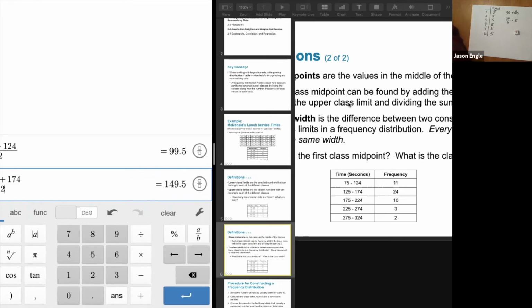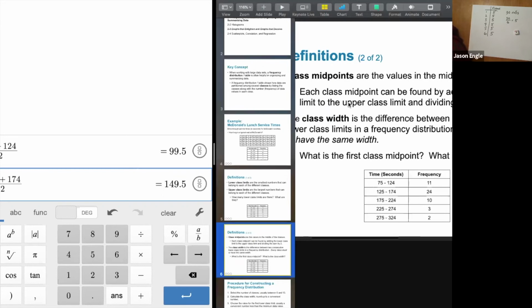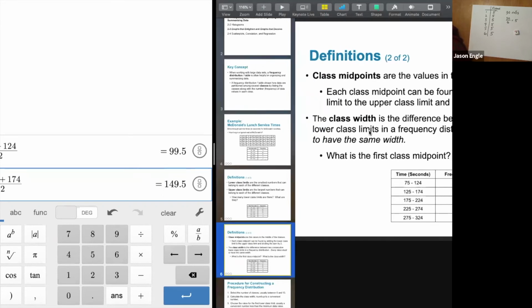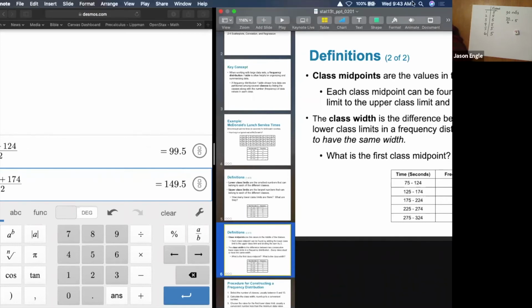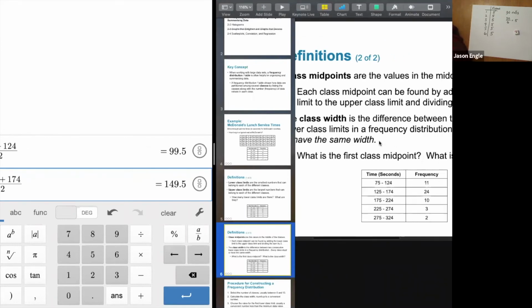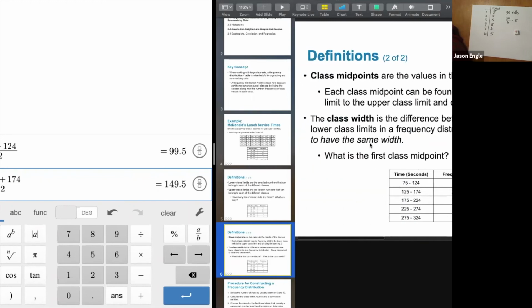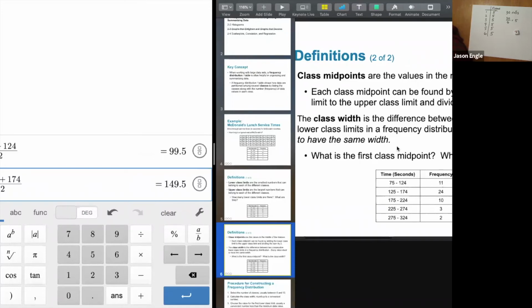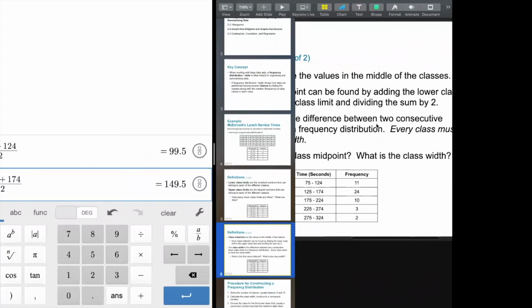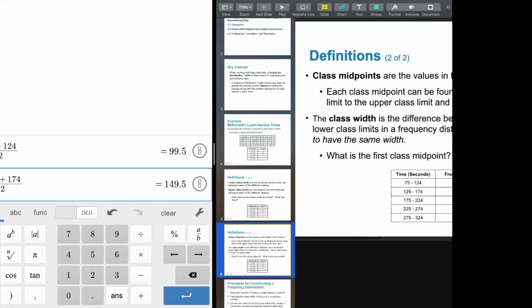Now, the last one, I think, is the trickiest one, the class width. The class width is a little bit counterintuitive, so you want to pay attention to this one. How am I doing on time anyway? Class width is the difference between 2 consecutive lower class limits. Now, if I didn't know any better, I would want to take the difference between the upper class limit and the lower class limit, but that's not what it says. It's the difference between 2 consecutive lower class limits.